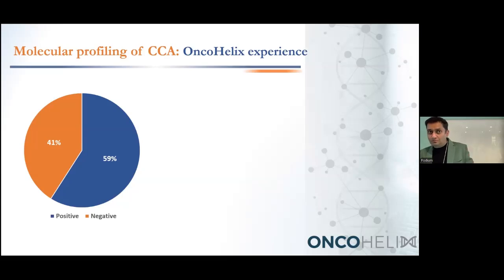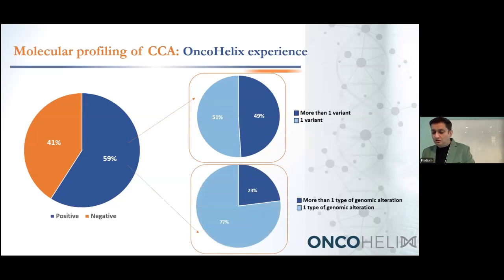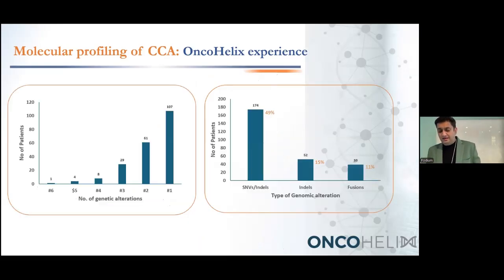And within these positive cases, around 49% have more than one variant present, and around 23% have more than one type of genomic alteration, which means they may have SNVs, indels, CNVs, or fusions, but more than one type of genetic alteration is present in these patients. And if you look at the number of genetic alterations, there's a significant number who have 2 to 3 variants present.